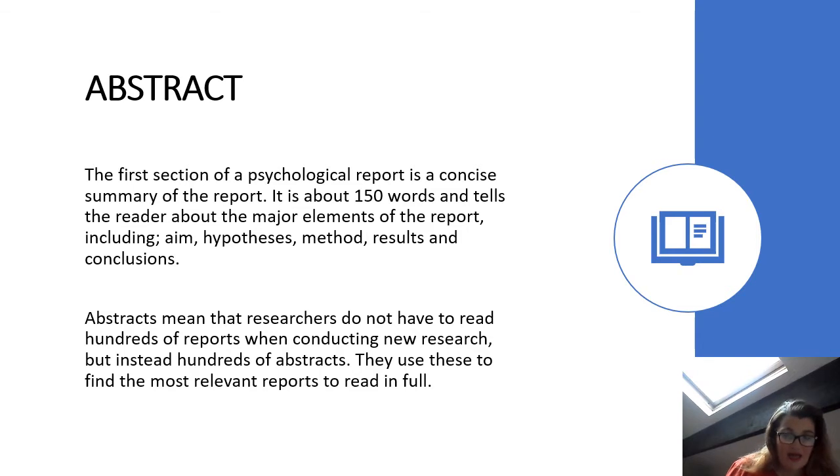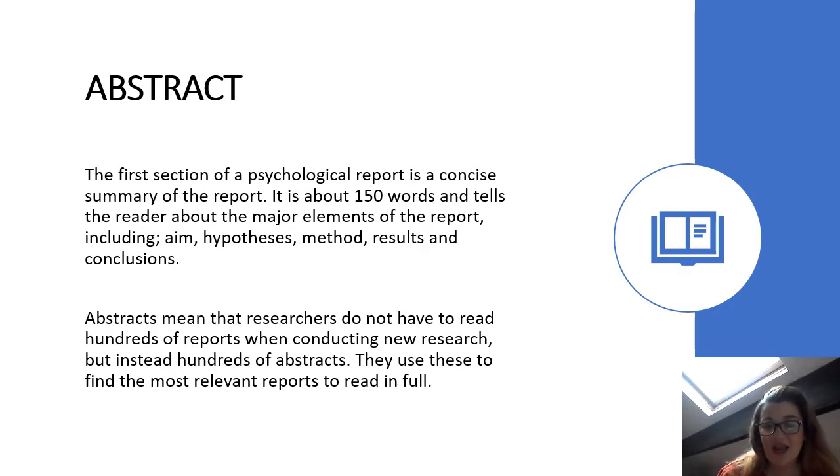The second part is the abstract. Now, the abstract gives a brief summary of everything. It's roughly about 150 words long, and it includes certain things. And you might think, how can you condense what I'm going to tell you about into a small amount? But there is a reason why, as psychologists, we do this. So after your heading, after your title, you'll know about what the aim of the research was, the hypotheses, briefly the method, briefly the results, and conclusions.